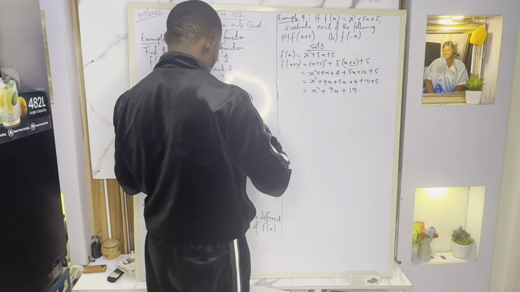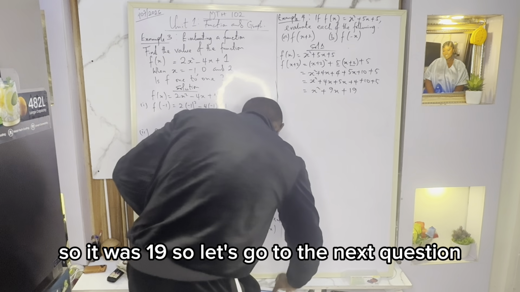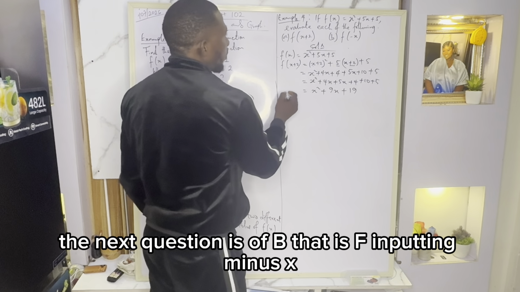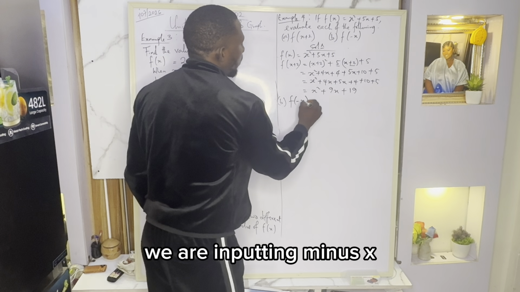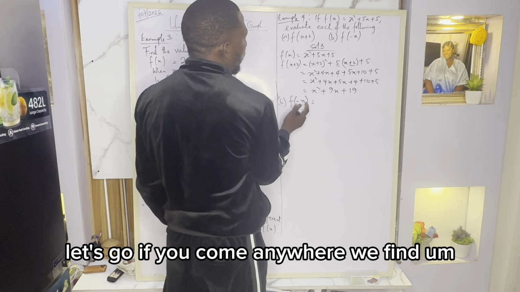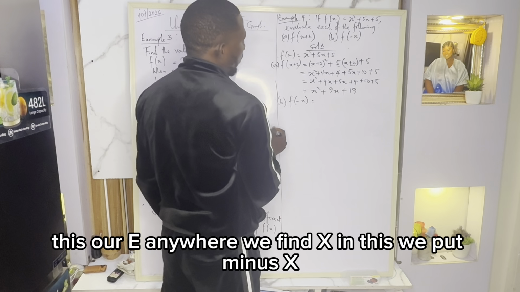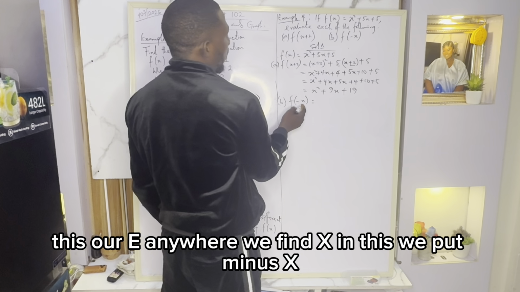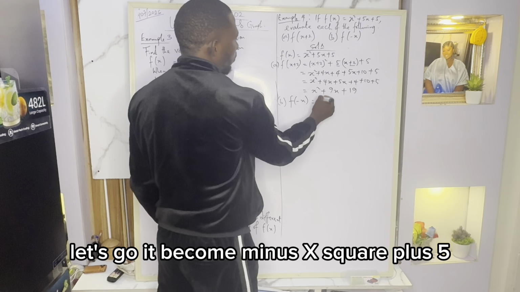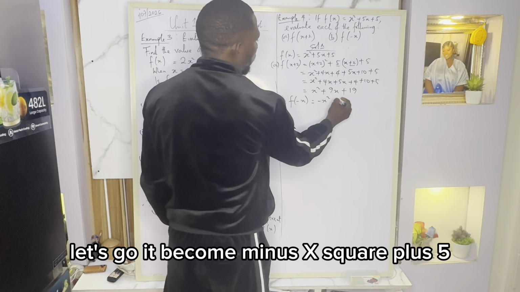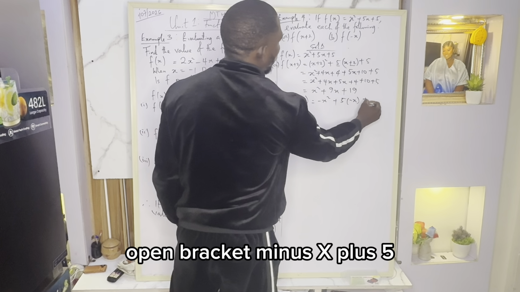So it was 19. So let's go to the next question. The next question is B. That is f inputting minus x. We are inputting minus x. Let's go. Anywhere we find x in this, we put minus x. It becomes (minus x) squared plus 5 open bracket minus x plus 5.